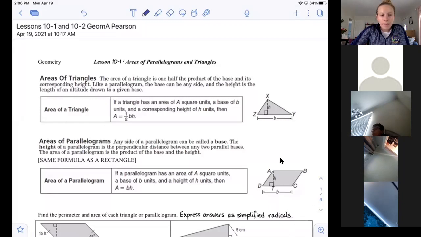Okay, that being said, we're going to start with areas of parallelograms and triangles. Now, I believe these are things that you've already learned, but we're just going to review them and practice a few. And we really couldn't do this until today because there are some things from chapter 8 that I needed us to remember or use in this chapter. So area of a triangle, we'll start pretty easy there.